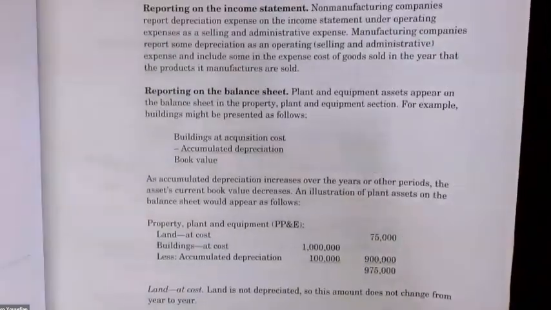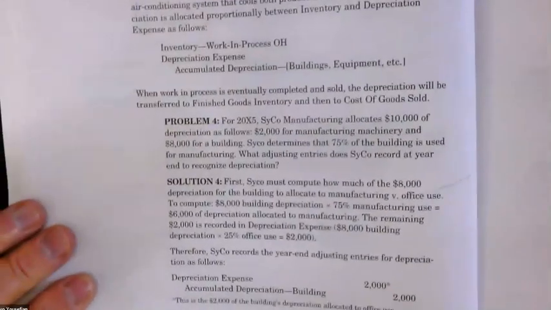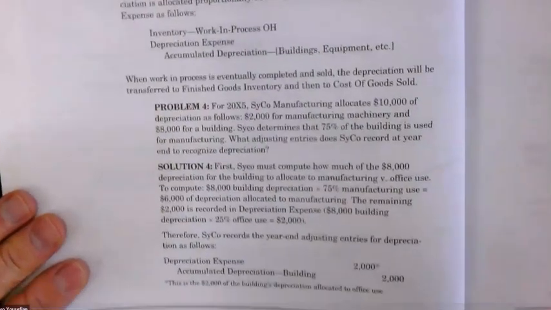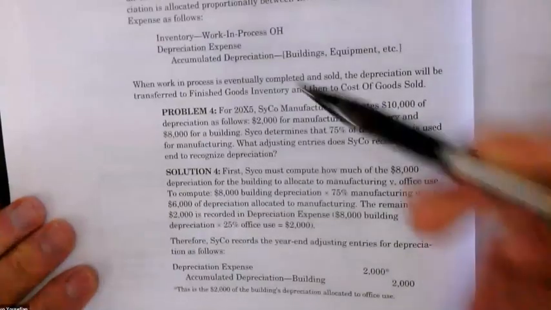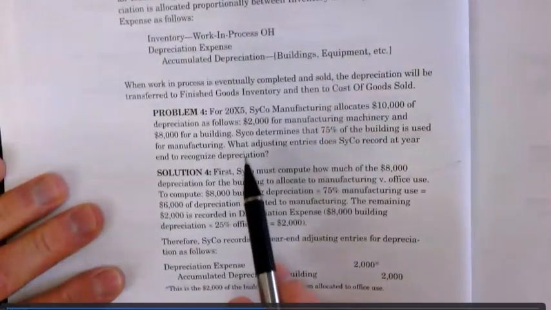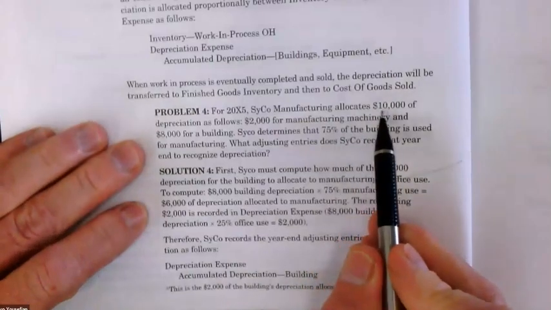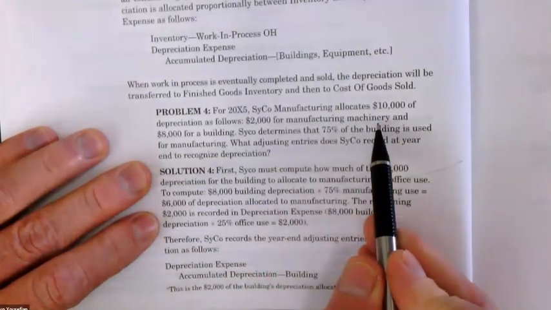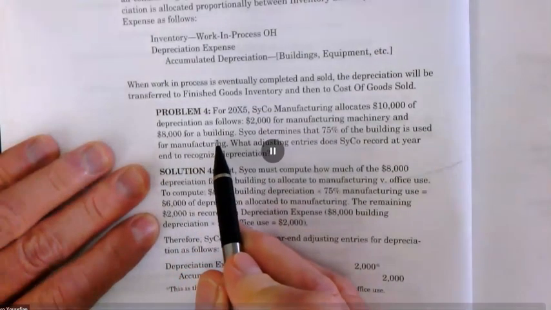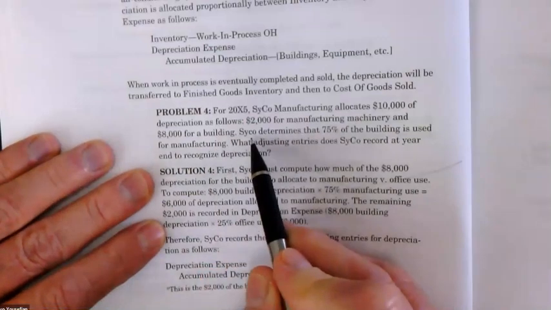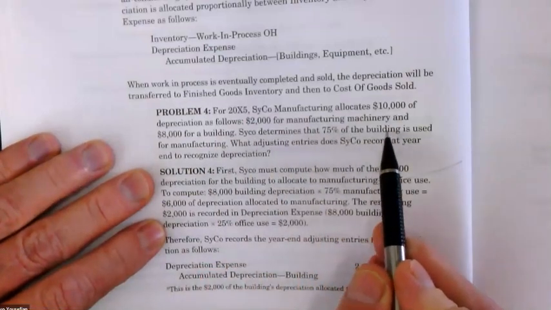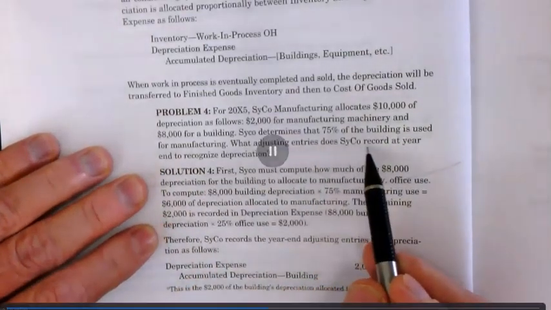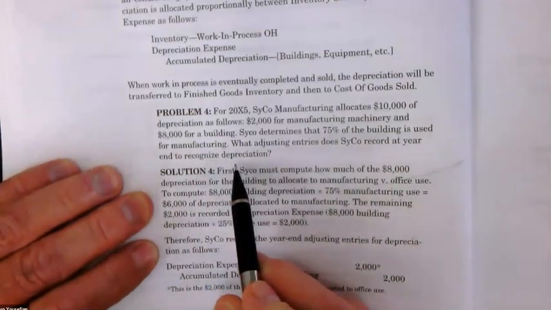Let's look at this example before we move on. It says the company manufactures and allocates $10,000 of depreciation as follows: $2,000 for manufacturing machinery and $8,000 for building. Seiko determines that 75% of the building is used for manufacturing. What adjusting entry does Seiko record at the year end to recognize the depreciation?